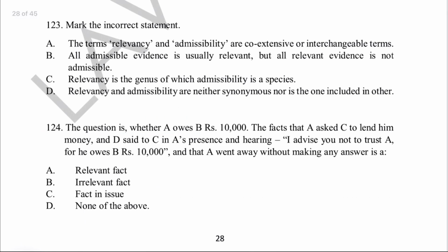Okay. Question number 123. Mark the incorrect statement. The terms relevancy and admissibility are coextensive or interchangeable terms. All admissible evidence is usually relevant, but all relevant evidence is not admissible. Relevancy is the genus of which admissibility is the species. Relevancy and admissibility are neither synonyms nor is the one included in the other. Incorrect statement is statement 1. A is the incorrect statement because they are not coextensive.